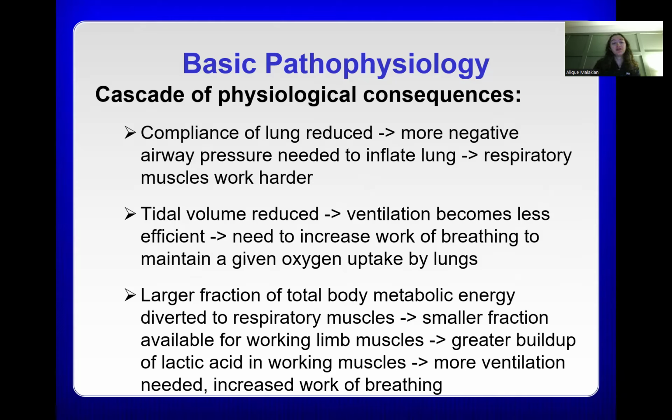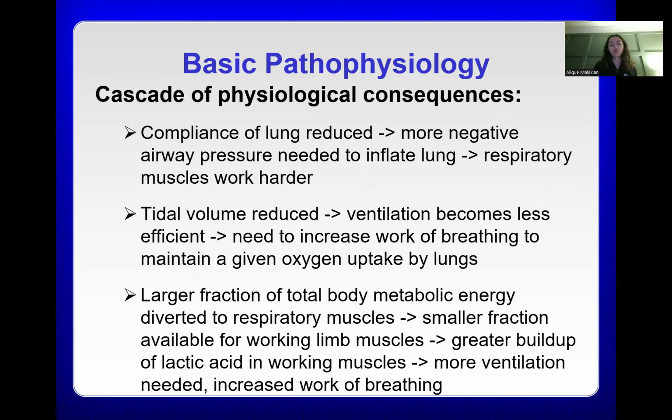And then since their tidal volume is reduced, that means that ventilation now becomes less efficient, and that means that the work of breathing has to increase in order to maintain a given oxygen uptake by the lungs. So it's already difficult to breathe. Now you have to increase it even more because tidal volume is pretty low to begin with.